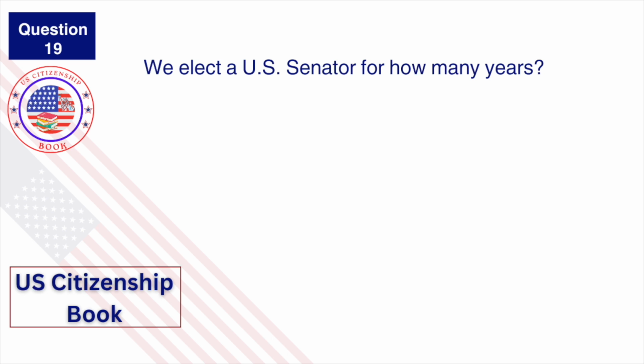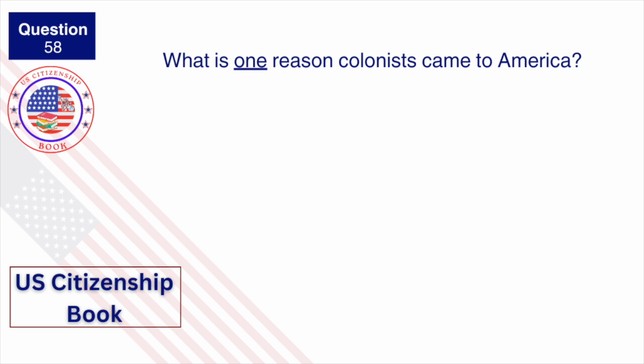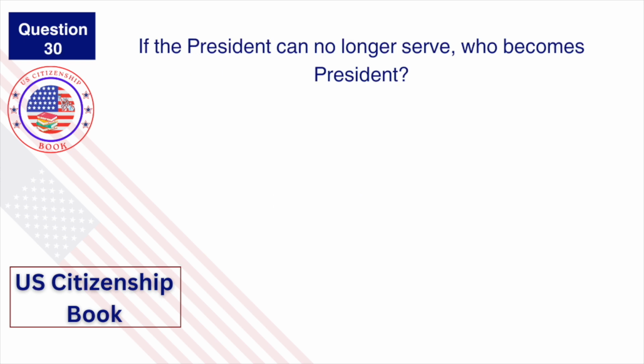We elect a U.S. Senator for how many years? 6. What is one reason colonists came to America? Freedom. If the president can no longer serve, who becomes president? The vice president.